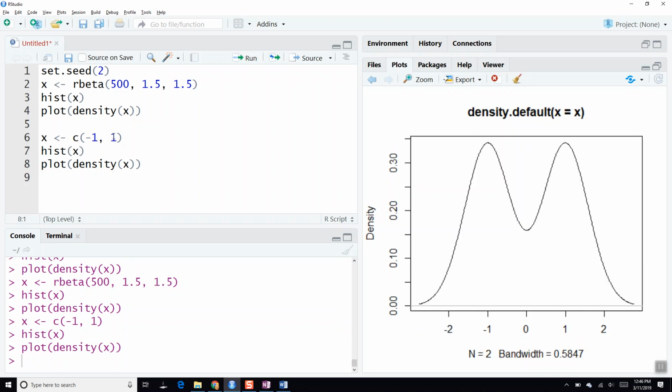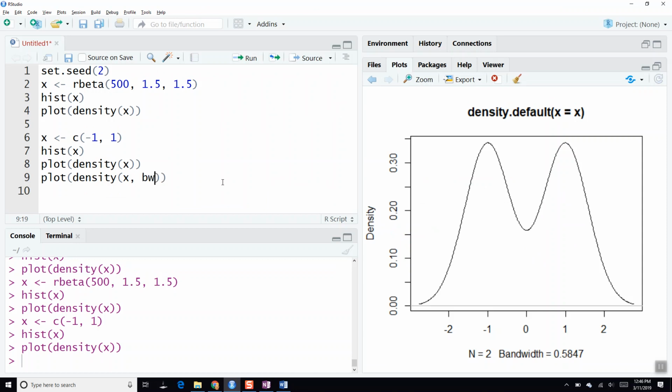Under the density of x, we can see this is the result of one Gaussian centered at -1 and another Gaussian centered at +1, and where they overlap, they stack on top of each other. That's basically what this does. And there are different options for the shape of the quote mound of sand.